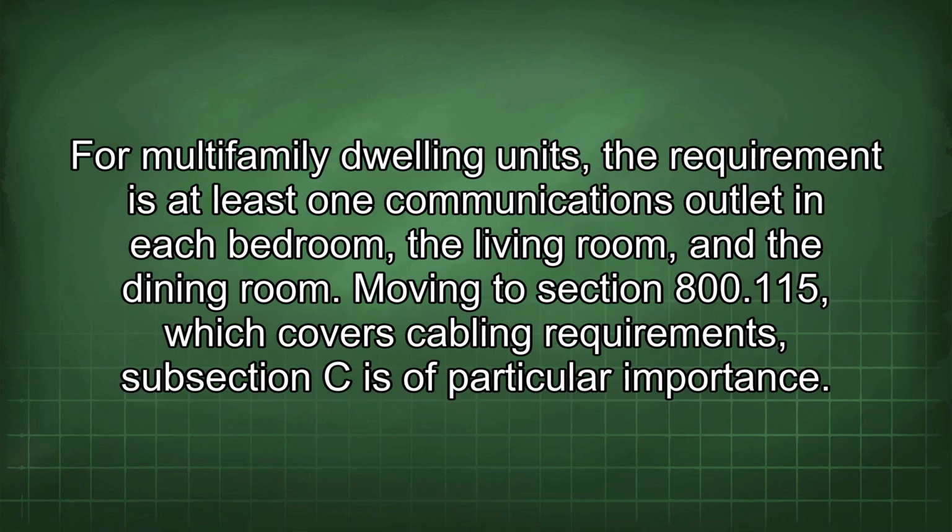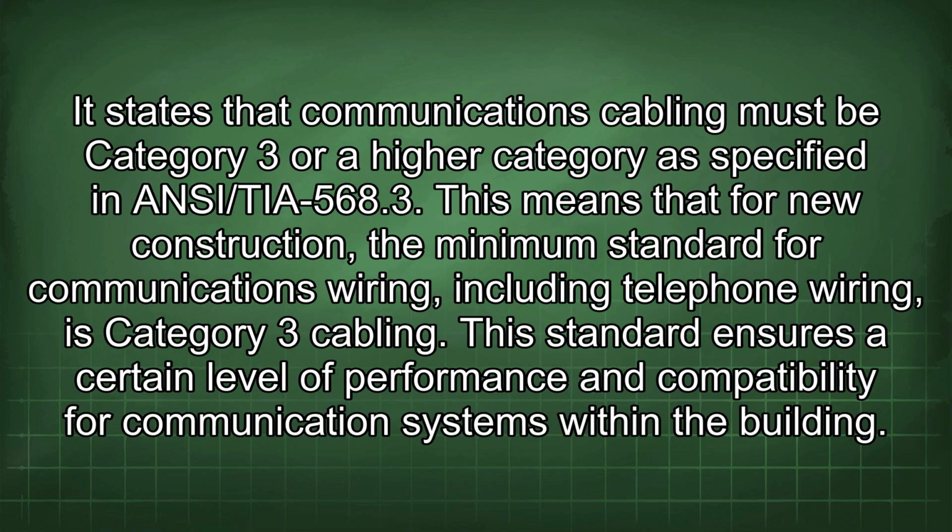For multifamily dwelling units, the requirement is at least one communications outlet in each bedroom, the living room, and the dining room. Moving to Section 800.115, which covers cabling requirements, subsection C is of particular importance. It states that communications cabling must be Category 3 or a higher category as specified in ANSI/TIMS 568.3. This means that for new construction, the minimum standard for communications wiring, including telephone wiring, is Category 3 cabling.